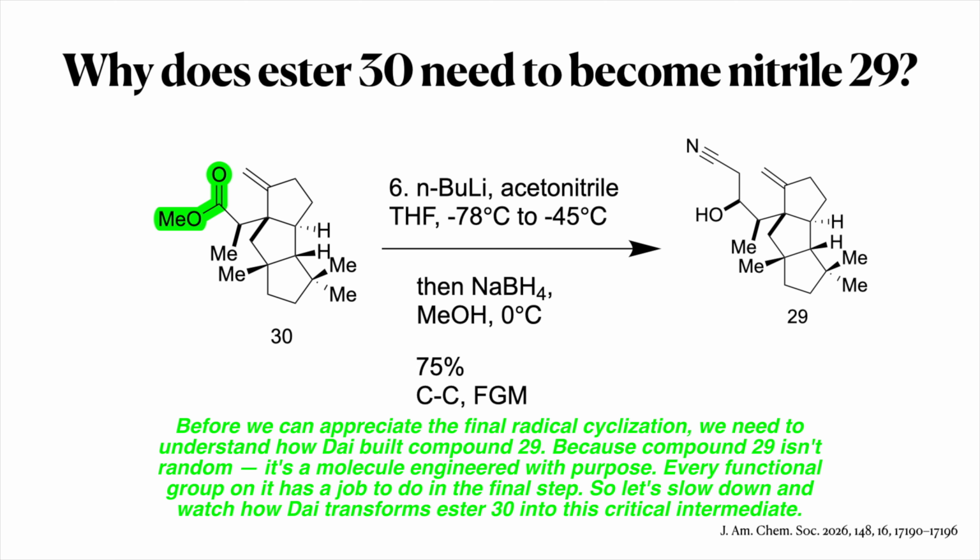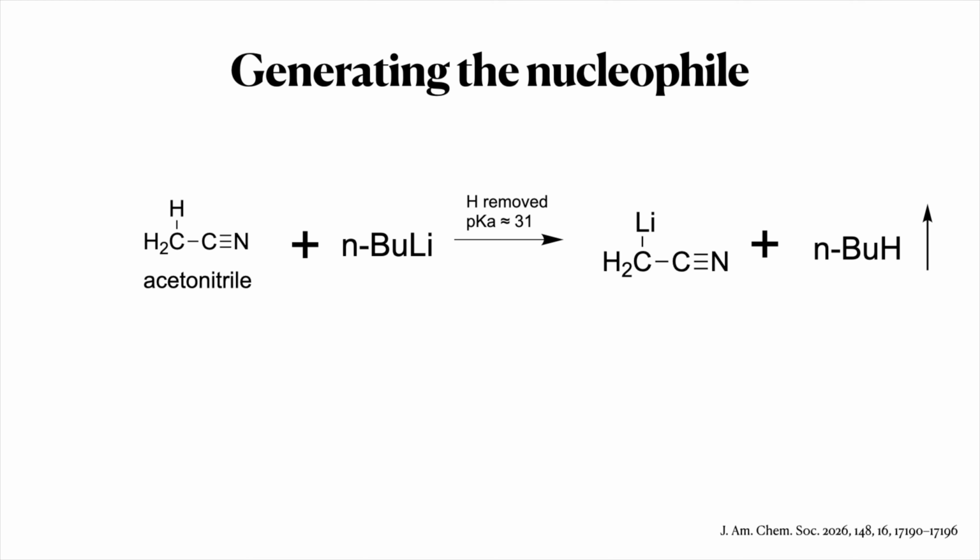Before we can appreciate the final radical cyclization, we need to understand how Dai built compound 29. Because compound 29 isn't random. It's a molecule engineered with purpose. Every functional group on it has a job to do in the final step. So let's slow down and watch how Dai transforms ester 30 into this critical intermediate.